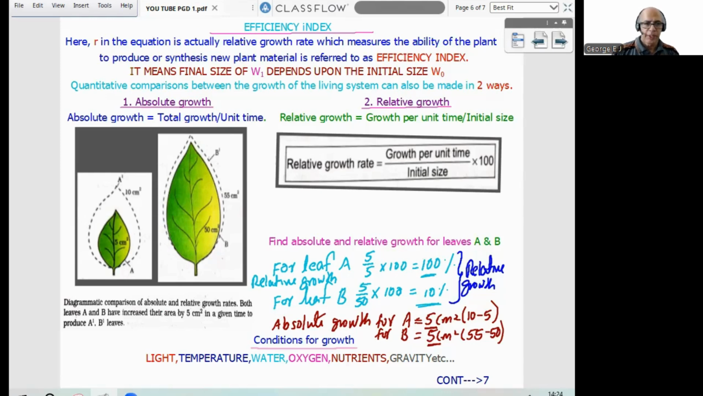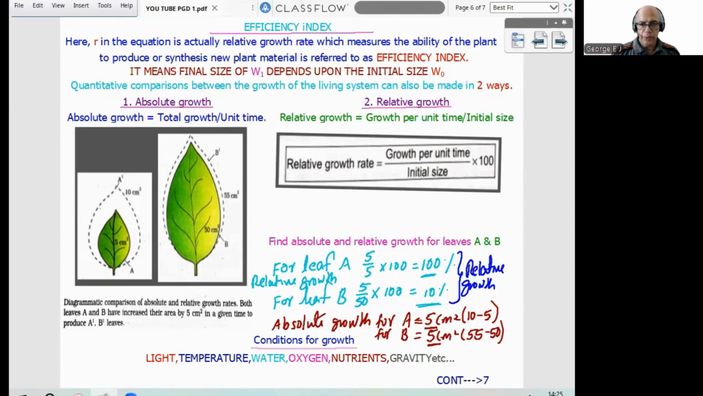Next, quantitative comparison between growth of living systems can also be made in two other ways. One is called absolute growth, and the other is called relative growth. Again, an NCERT-based theory entrance question. Two leaves are shown, leaf A and leaf B. In leaf A, the absolute growth is 10 minus 5, that is 5. In leaf B, the absolute growth is 55 minus 50, which is also 5. So the sizes of leaves A and B are different, but their absolute growth is the same, that is 5. I think it is clear.